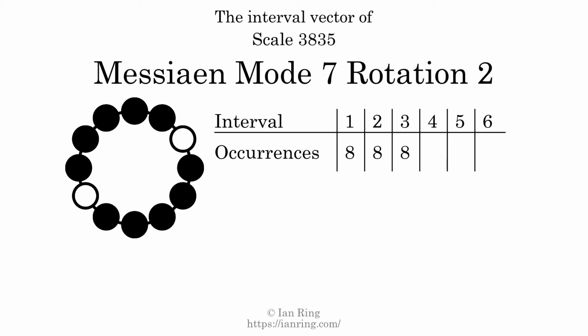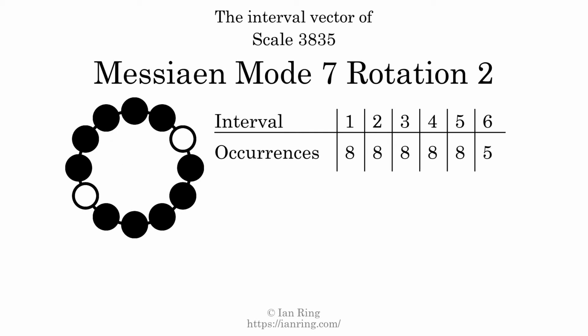There are 8 intervals with the size of 3 semitones, 8 intervals with the size of 4 semitones, and 8 intervals with the size of 5 semitones. Each of them is shown on screen.